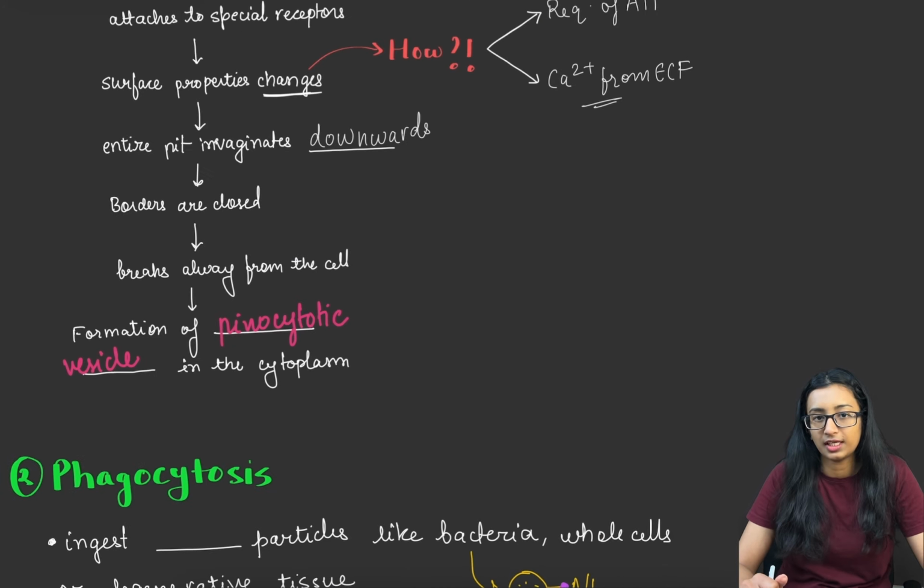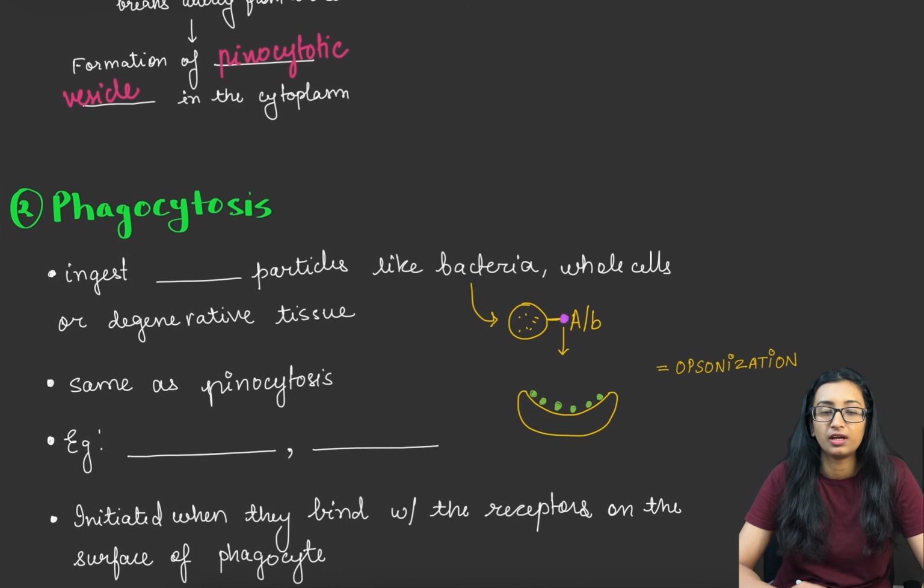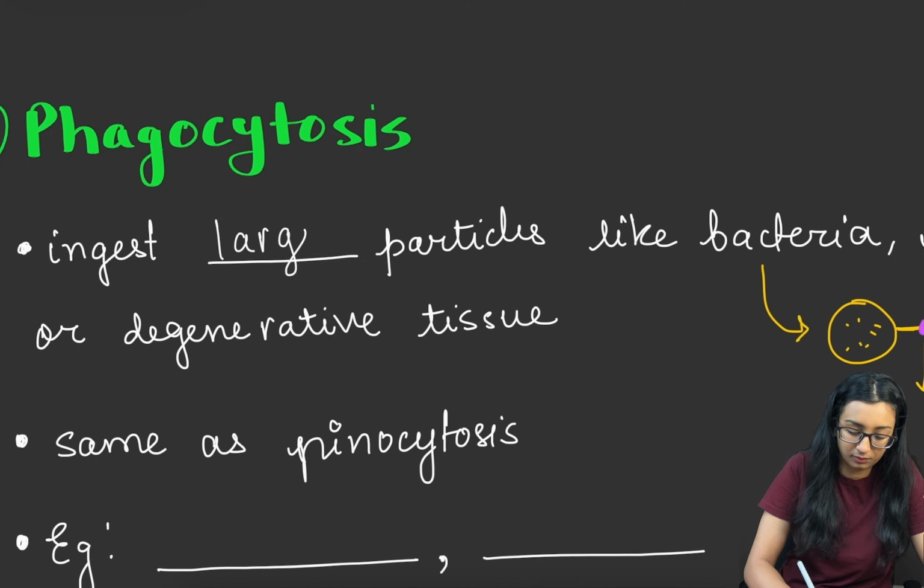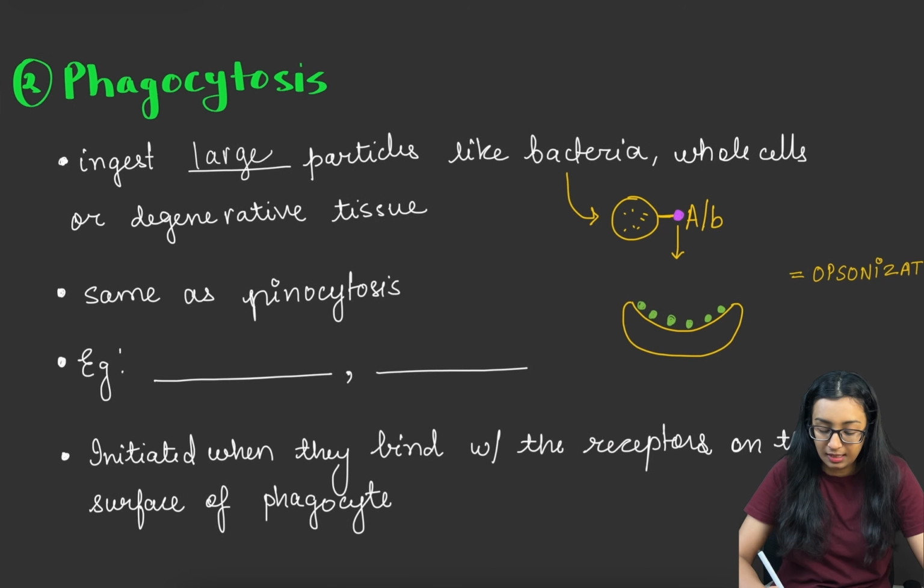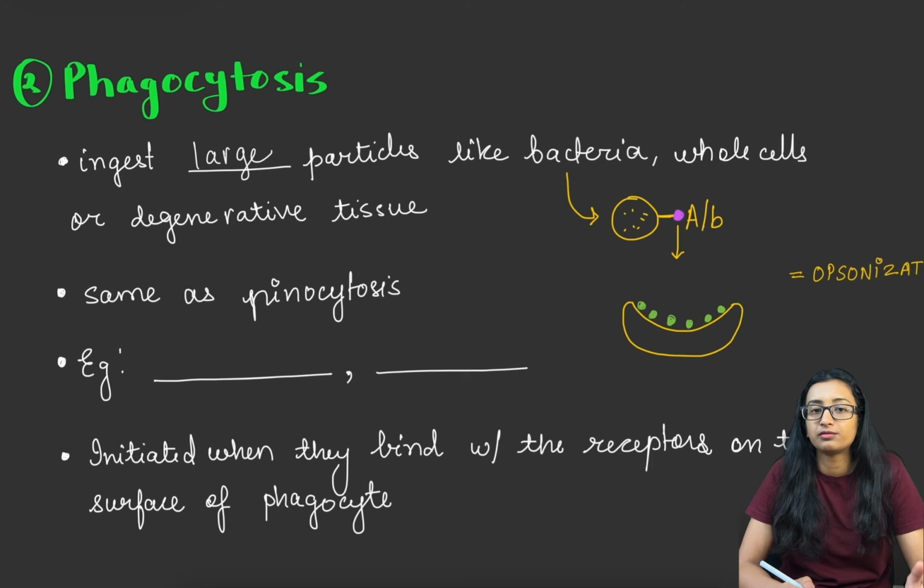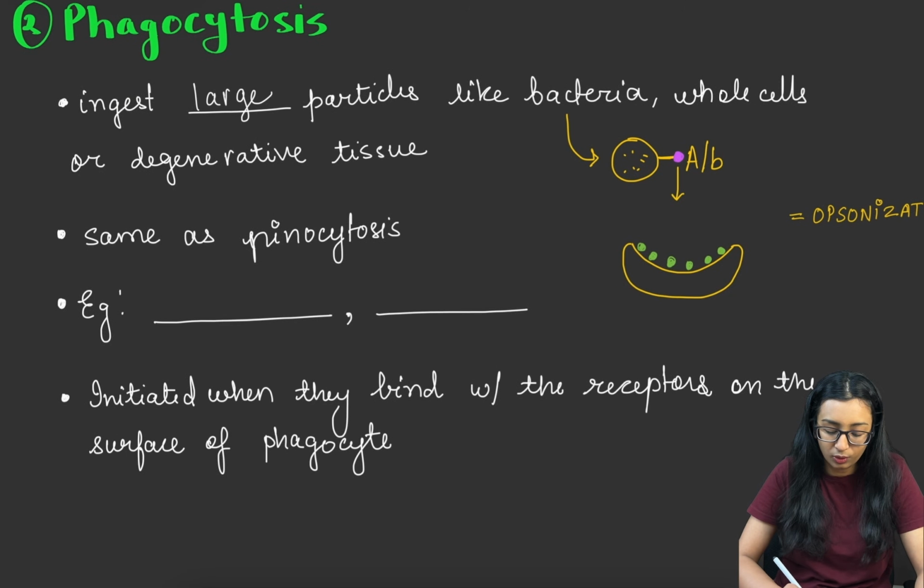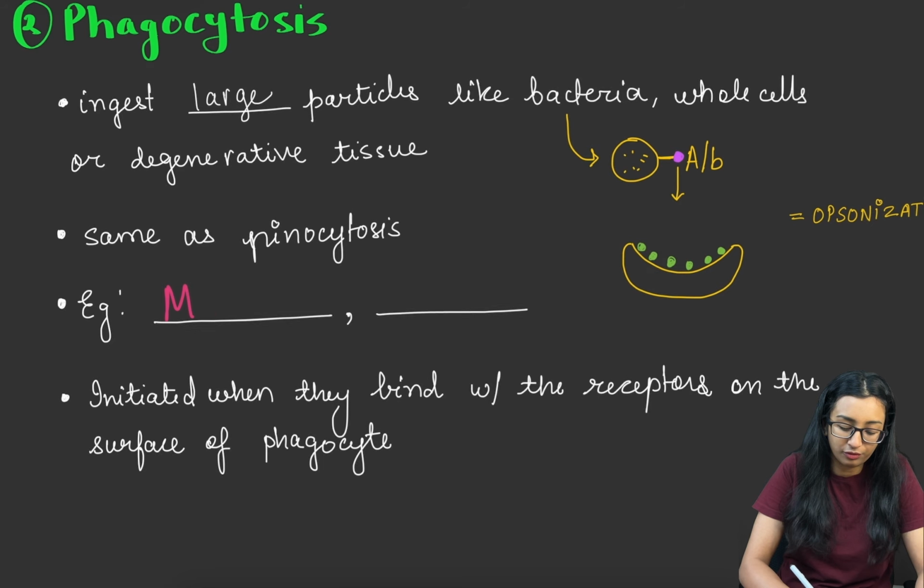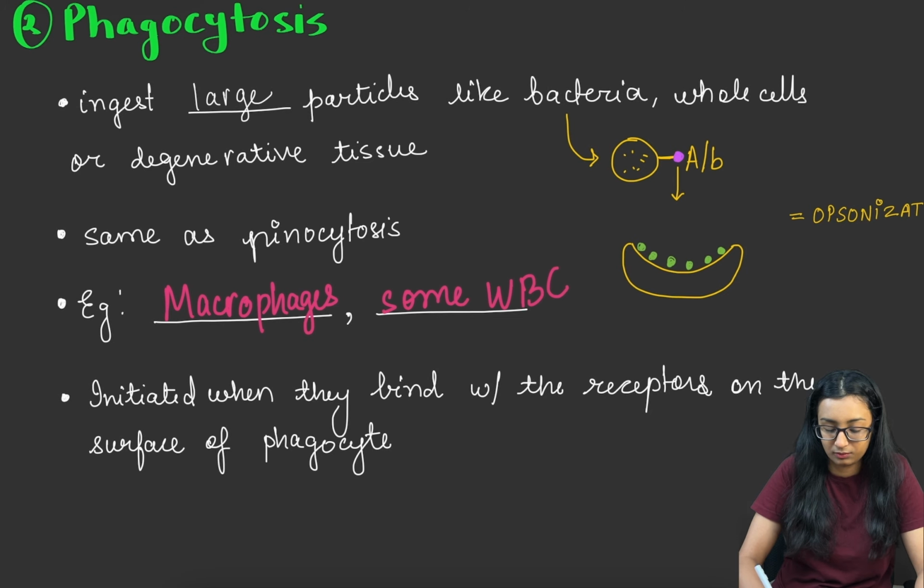The second is phagocytosis. In the case of phagocytosis, there is ingestion of large particles. Large particles like bacteria, the whole cell, or even degenerative tissue. There is no difference from pinocytosis. The only difference is that they engulf the large particles. So, for example, who does it? It is done by macrophages and some of the WBCs.